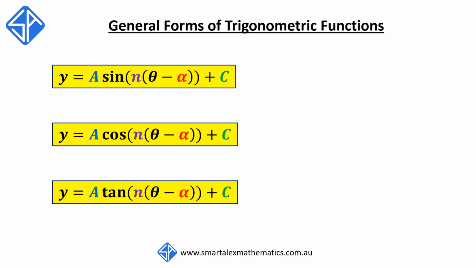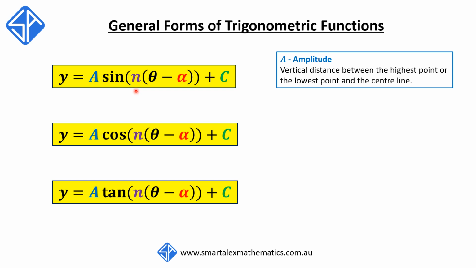Any trigonometric function can be expressed in terms of its general form. The following are the general forms for the sine, cosine, and tangent functions. Each of the variables A, n, alpha, and c represent different features of the trigonometric function. For example, the variable A in each of these expressions represents the amplitude, that is the vertical distance between the highest point or the lowest point and the center line.